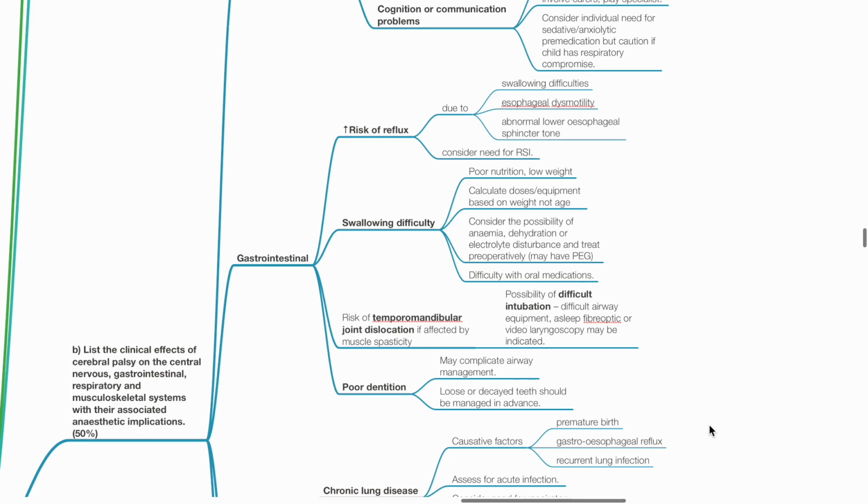There may be difficulty with oral medications. There may be risk of temporomandibular joint dislocation if affected by muscle spasticity, leading to possibility of difficult intubation. Prepare difficult airway equipment. An awake fiberoptic or video laryngoscopy may be indicated. There may be poor dentition, which may complicate airway management. Loose or decayed teeth should be managed in advance.